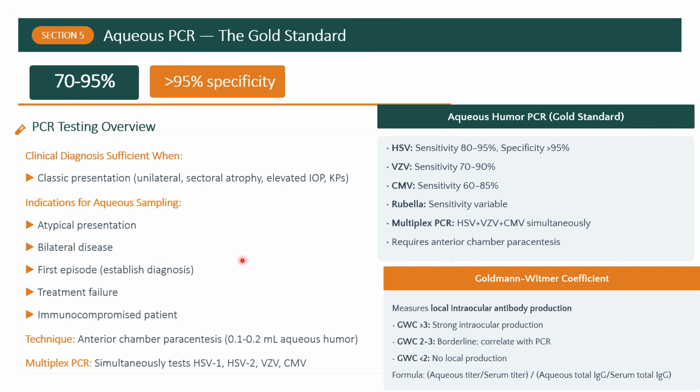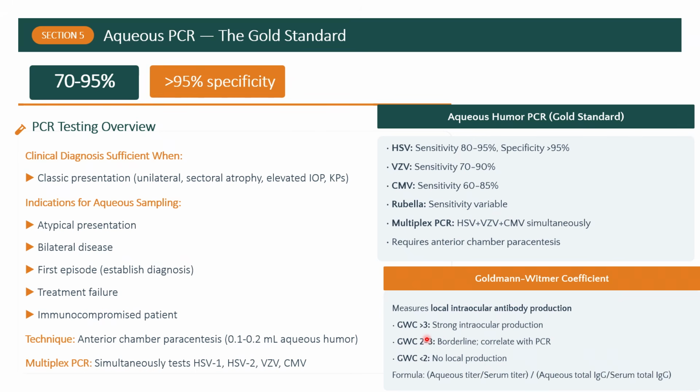Now, what does PCR do? PCR is amplification of the virus DNA. However, if you don't find the virus DNA, we can look at the inflammation from another side, by assessing the local immune response. That is the immunoglobulins formed by the eye inside the anterior chamber against that virus. This is called the Goldmann-Witmer coefficient. For certainty, they compare the concentration of the immunoglobulin against the virus inside the anterior chamber with the level of the same immunoglobulin against the same virus within the serum. So it is a ratio between the level within the aqueous humor and the level within the serum.